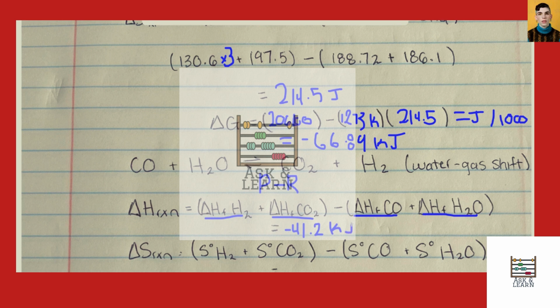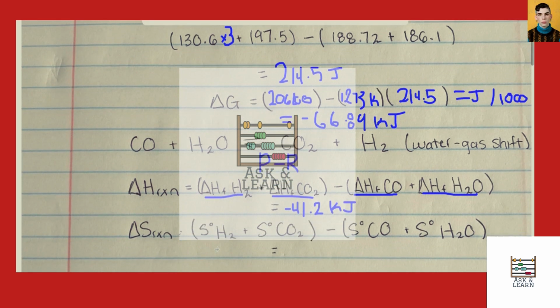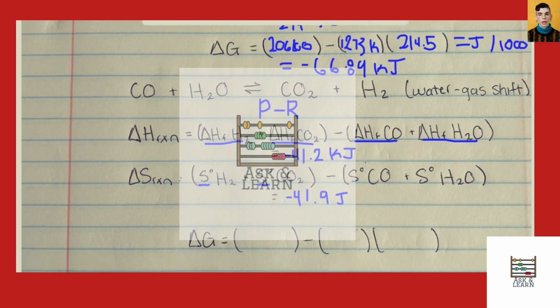Then you're going to repeat that for your delta S of reaction. Again, go ahead and look up the standard entropies. They should be in your textbook. Once you do that, you should get negative 41.9 joules. Then again, we're going to plug this in. So we want to change this to joules, so we're going to multiply by 1,000. 41.2 times 1,000 gives us 41,200. It's pretty messy, but there we go.